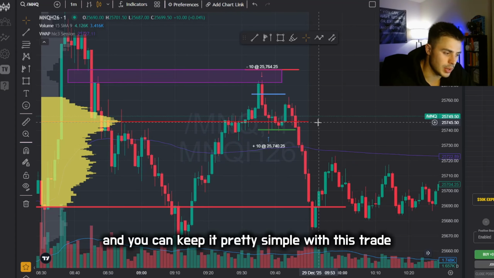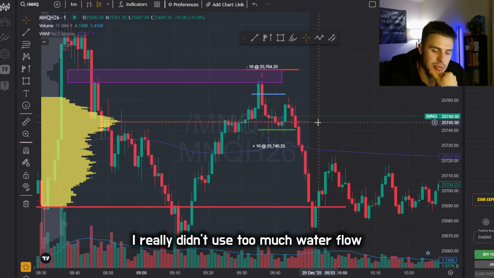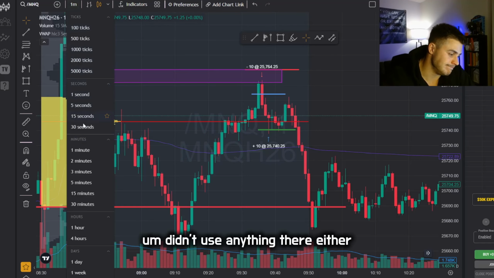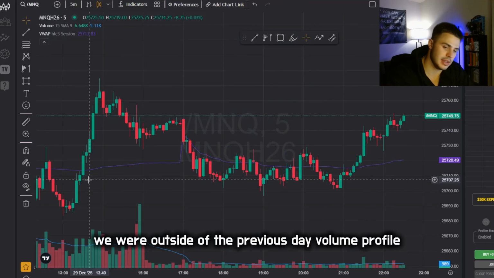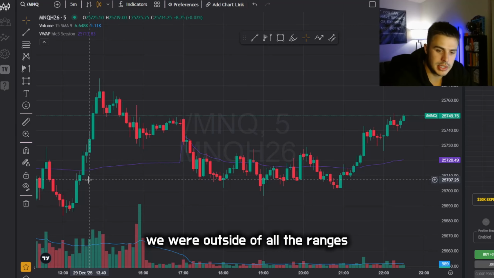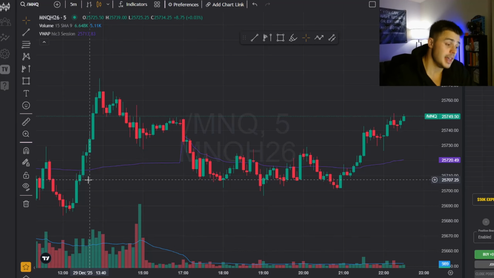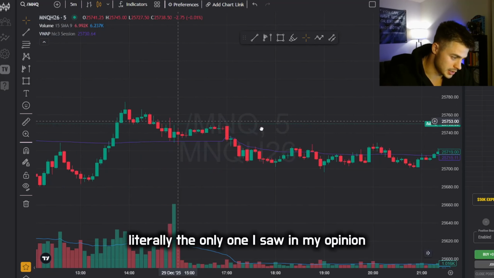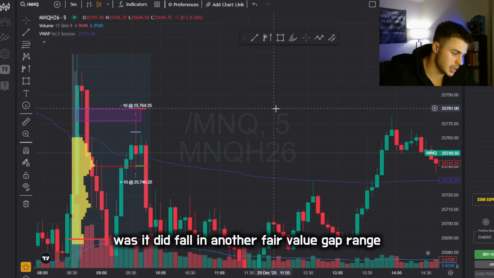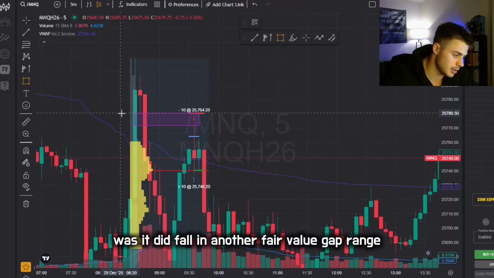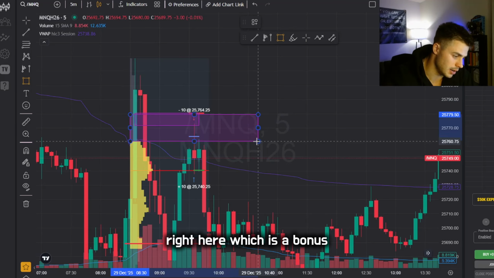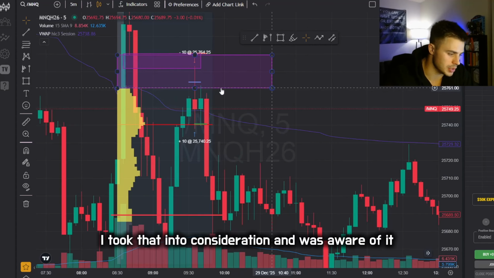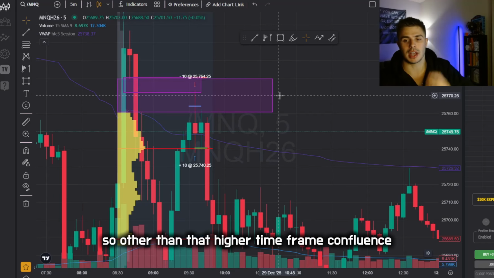And you can keep it pretty simple. With this trade, I really didn't use too much order flow because there wasn't anything significant on there. And as far as the higher time frame, I didn't use anything there either. We were outside of the previous day volume profile. We were outside of all the ranges. We did not sweep any overnight highs or lows. The only higher time frame confluence, literally the only one I saw, in my opinion, was it did fall in another fair value gap range right here, which is a bonus. Definitely, I took that into consideration and was aware of it. So other than that higher time frame confluence, that was it.